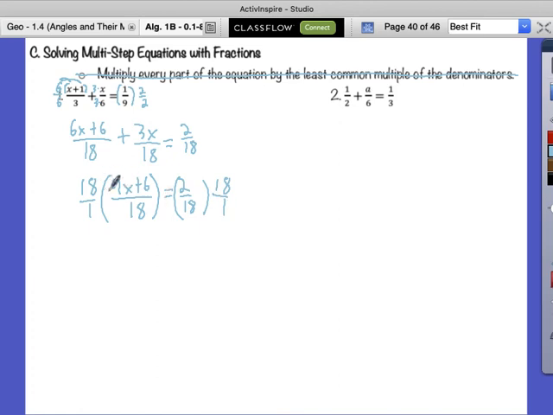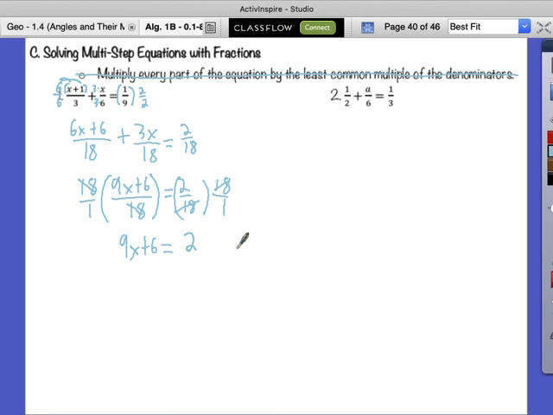What's going to happen with this 18 and this 18? Cancel out. They're going to reduce or simplify. I don't like the word cancel, okay? So after 9x plus 6, this 18 and this 18, they reduce. What's left? 9x plus 6 equals 2.